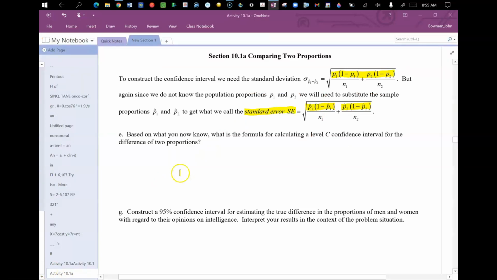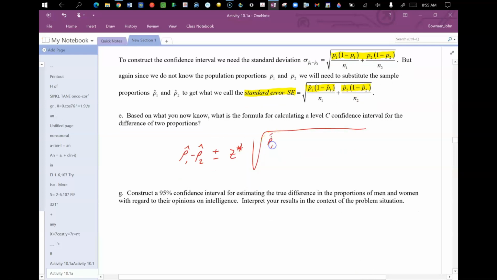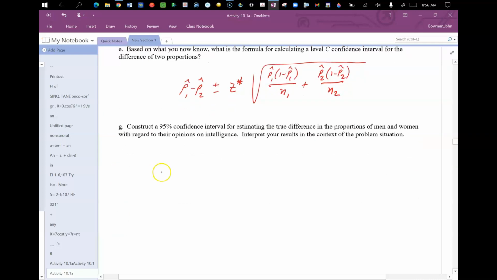We are basically going to construct this confidence interval, and the formula is going to look like this. Our statistic is going to be P1 hat minus P2 hat plus or minus our critical value. It's a z distribution because it's proportions, times the standard error. So P1 hat times 1 minus P1 hat all over N1 plus P2 hat times 1 minus P2 hat all over N2.